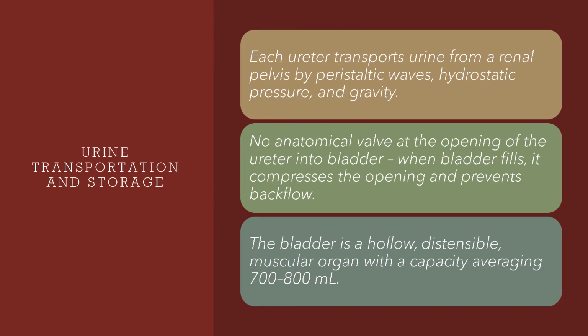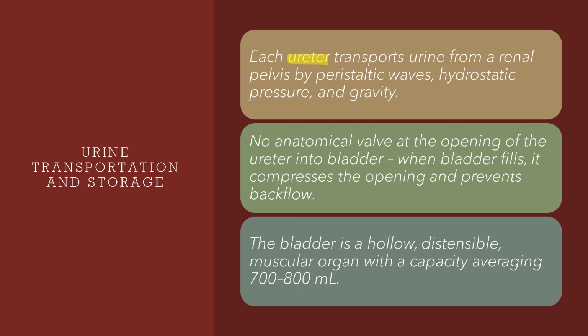So just a bit on transportation and storage of urine. From the collecting ducts, the urine drains into the minor calyces, which join to become major calyces that unite to form the renal pelvis. From the renal pelvis, urine first drains into the ureters and then into the urinary bladder. Urine is then discharged from the body through a single urethra.